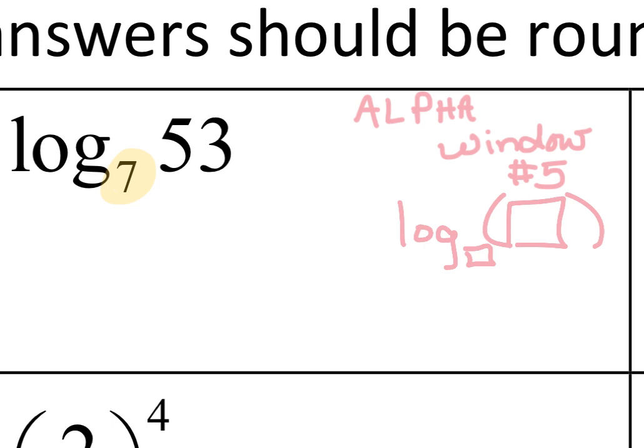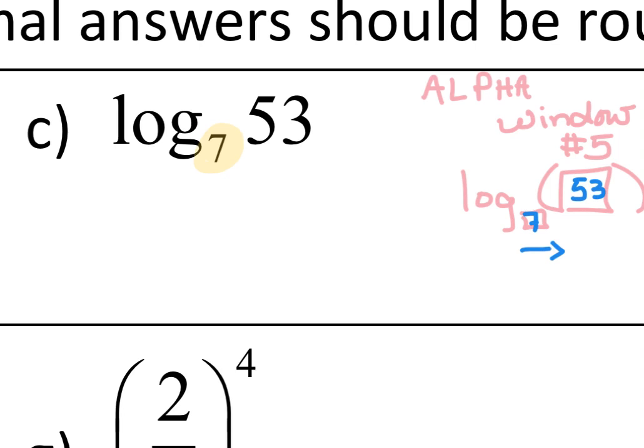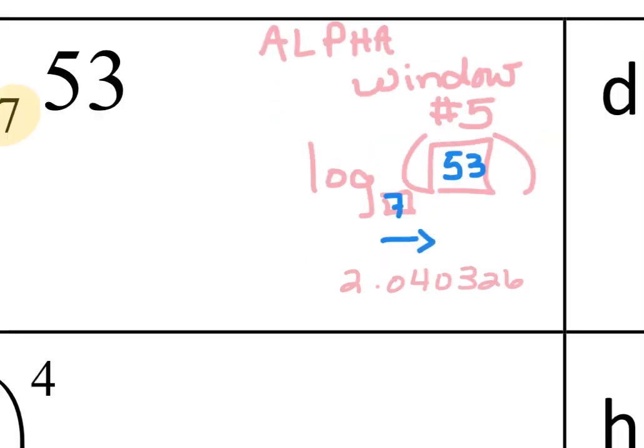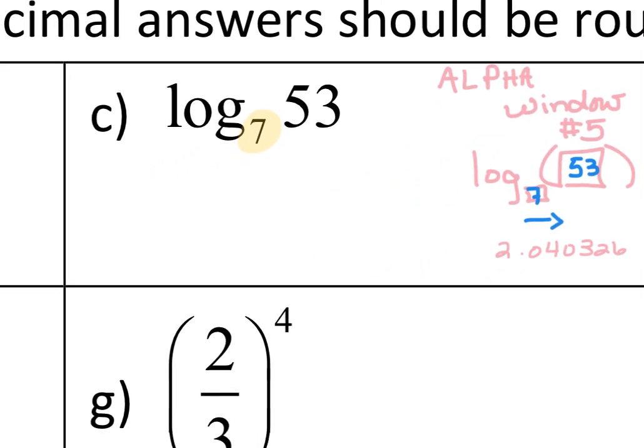And so you're going to go ahead and type the 7 there, and then you have to right arrow, and then you can type the 53 here. And then you can press enter, and when you do that, you should get something like 2.040326 or something, and so round that to 2 decimal places, and you've got 2.04.